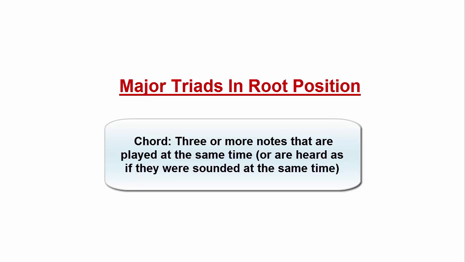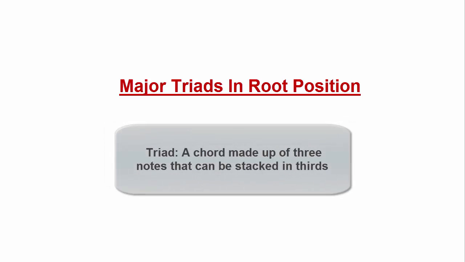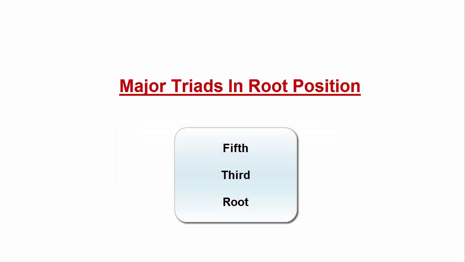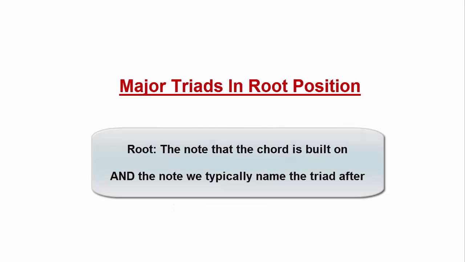A chord is three or more notes that are played at the same time, or at least are heard as if they were sounded at the same time. A triad is a chord made up of exactly three notes that can be stacked in thirds. Those three notes are the root of the chord, the third, and the fifth. The root of the chord is the note that the chord is built on, and it is also the note that we typically name the triad after.